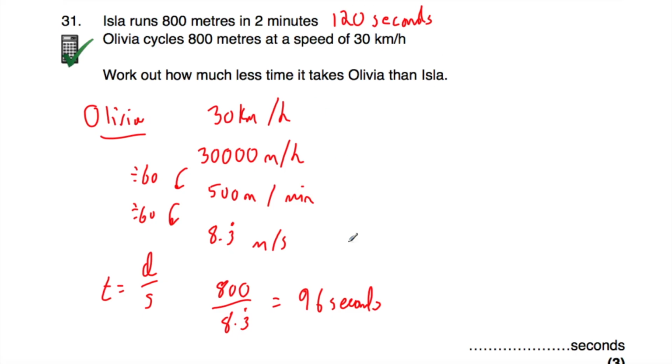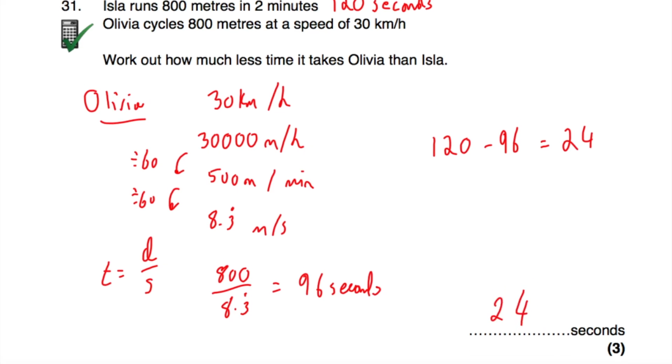Now we're asked to work out how much less time it takes Olivia than Isla, so let's subtract them. 120 take away 96 is equal to 24. And that's it. So it takes Olivia 24 seconds less to complete the 800 meters than Isla. So let's write that down, 24 seconds. And that's it. Okay, let's look at our next question, question number 32.